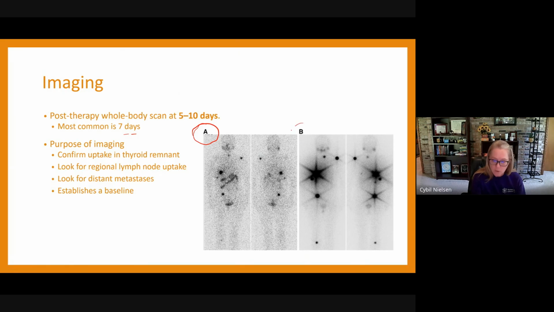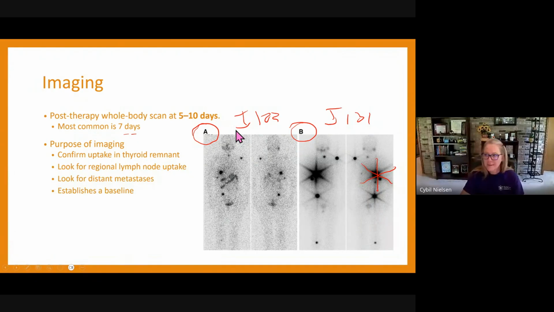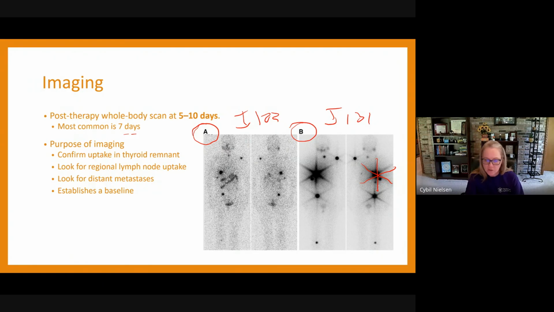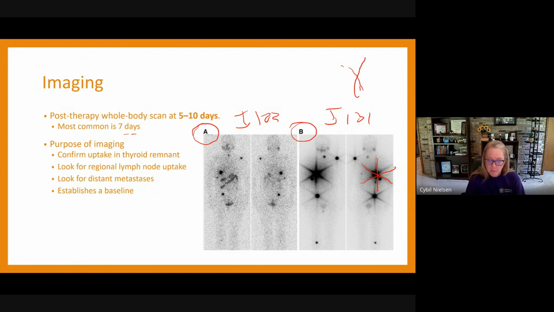We can use I-123 or I-131. How do you know this one is I-123 and this one's I-131? I-131 has the star artifact, and the I-123 is grainy. Okay, all right. So I-131 has the star artifact. What causes that star artifact? The gamma. Yeah, the high energy gamma. High energy gamma. All right.